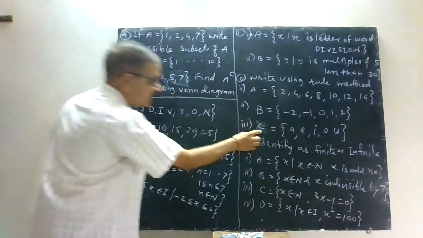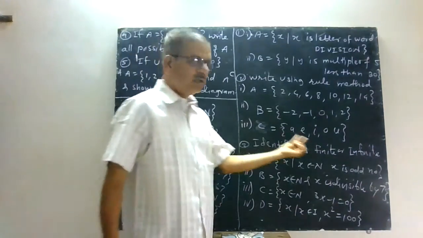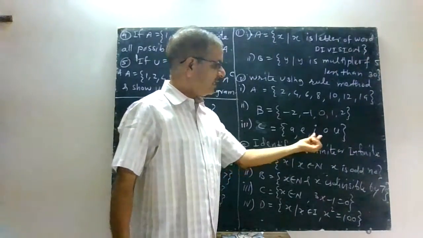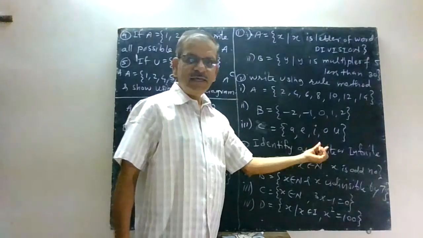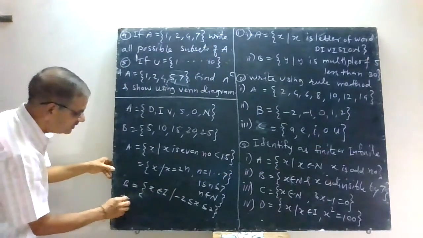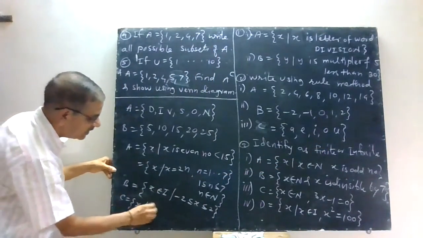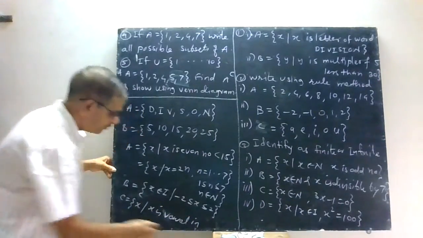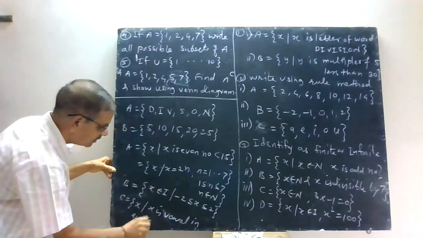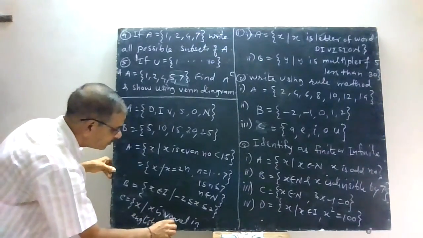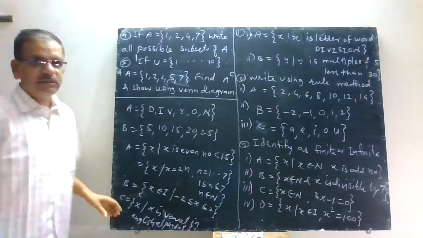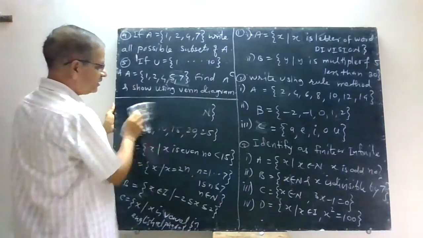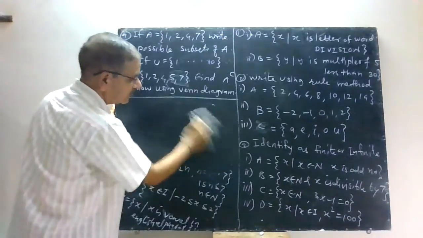And see this last set. These are particular English alphabets. I think once you read these A, E, I, O, U, we call them vowels in the English alphabet. So simply you can write down set C: X such that X is a vowel in the English alphabet. So in this way you can write down these sets using rule method.